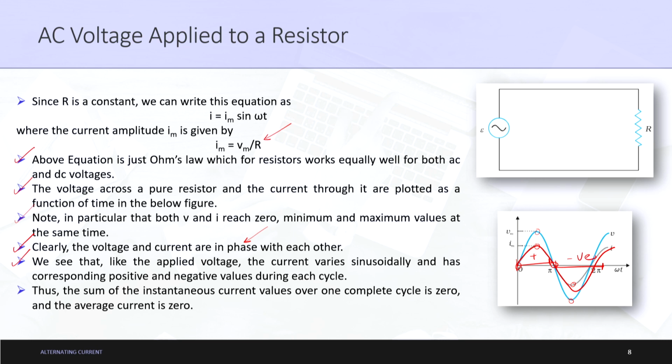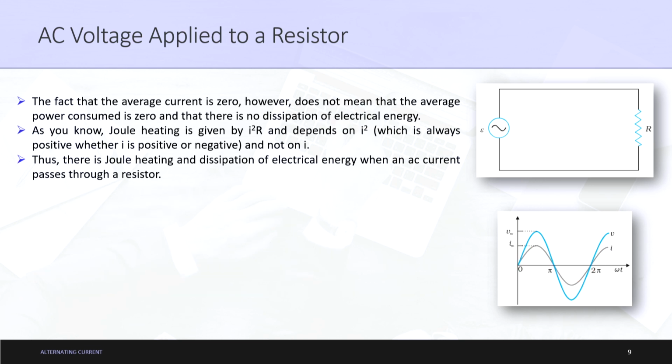Thus, the sum of the instantaneous current values over one complete cycle is 0 and the average current is 0. If you just directly sum, the area of this plus the area of this would come out to be 0. The fact that the average current is 0, however, does not mean that the average power consumed is 0 and that there is no dissipation of electrical energy. This line is very important.